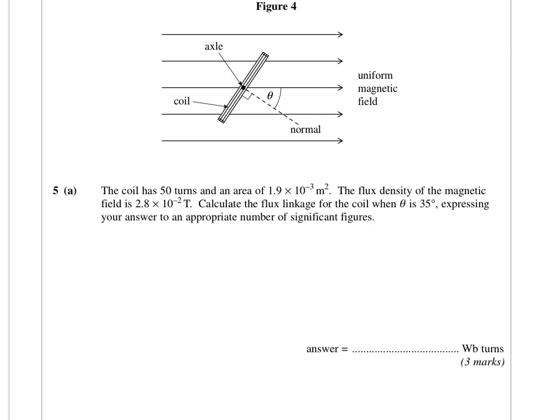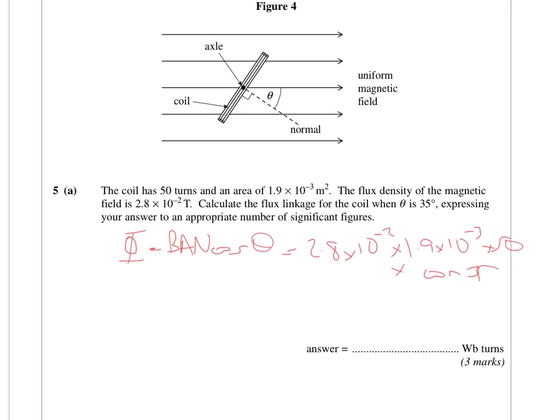So flux linkage is BAN cos theta, so it's going to be 2.8 times 10 to the minus 2 times 1.9 times 10 to the minus 3 times 50 times cosine of 35, which is 2.178, so that's going to be 2.2 Weber turns times 10 to the minus 3, giving it 2 significant figures, because this information is all 2 significant figures.